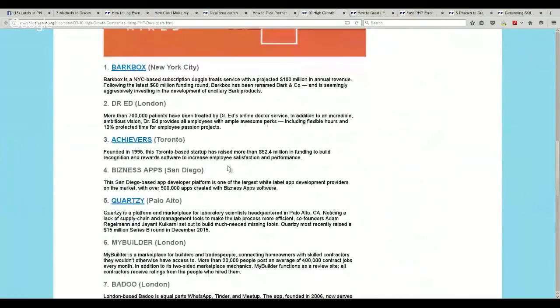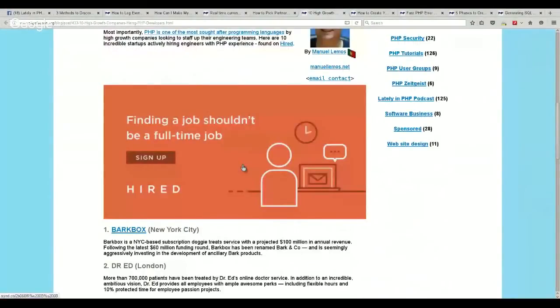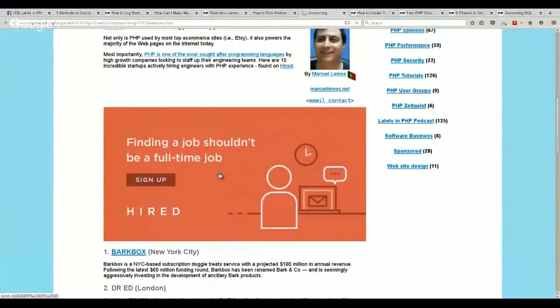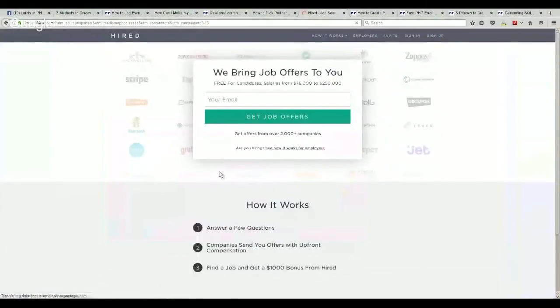If you are interested in being hired by these companies, they have a process that you can sign up for free, because the hiring is paid by the company that is hiring. So if you are looking for a great job in those companies, you may apply there. And this article, I think if you click here, you go to the actual page where you sign up to get job offers.